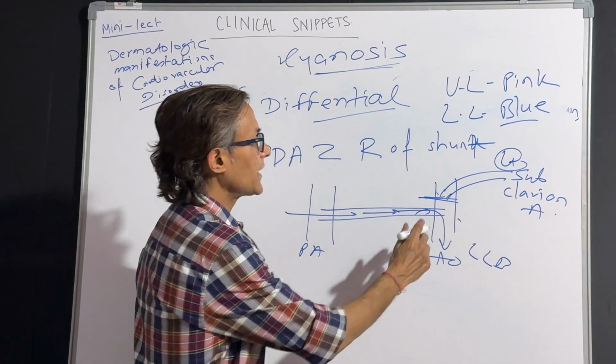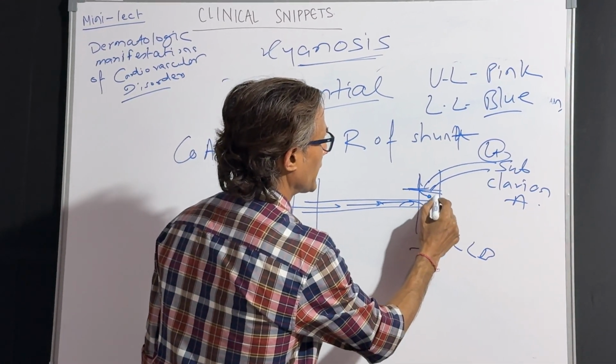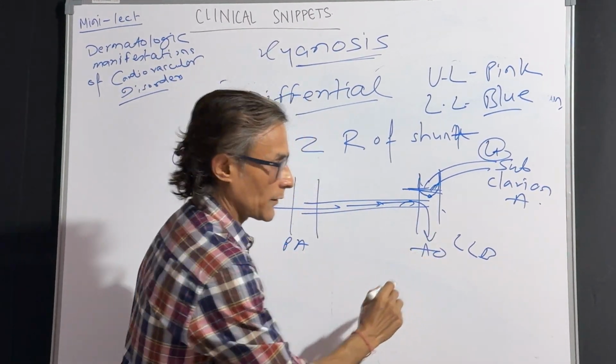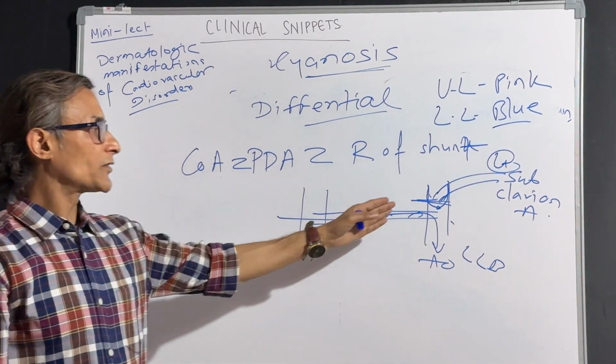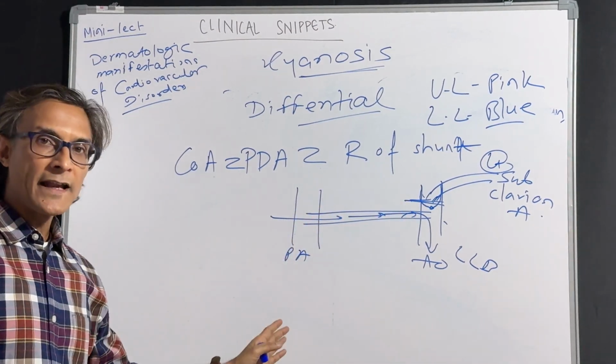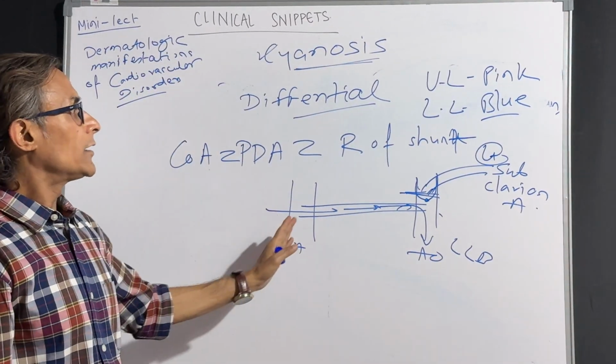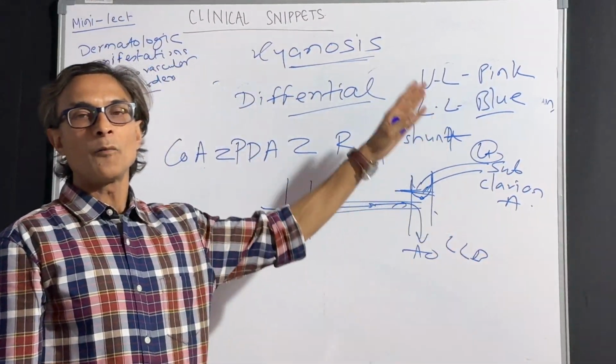Here the coarctation is also occurring distal to the subclavian artery, narrowing of the aorta, plus there is a PDA and there is a reversal of shunt. So you can get an association of coarctation of aorta also with PDA, and when this PDA will undergo Eisenmengerization, that will cause lower limb blue, upper limb pink.